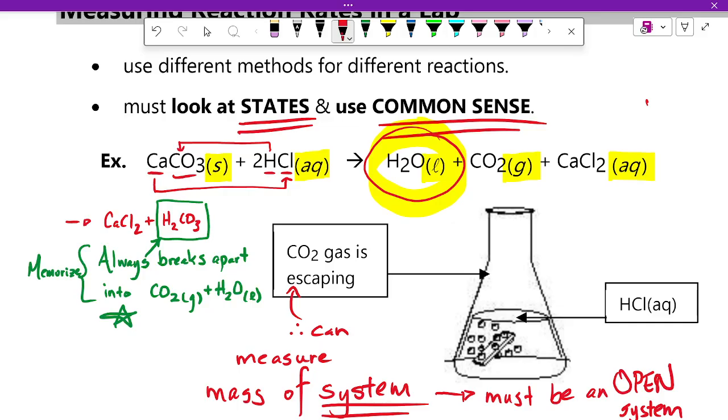So if I measure pressure, what I would have to do is put a stopper on here and put a little pressure meter, a barometer. And it's a closed system. So would the pressure be increasing or decreasing as time goes on? We're making more gas.